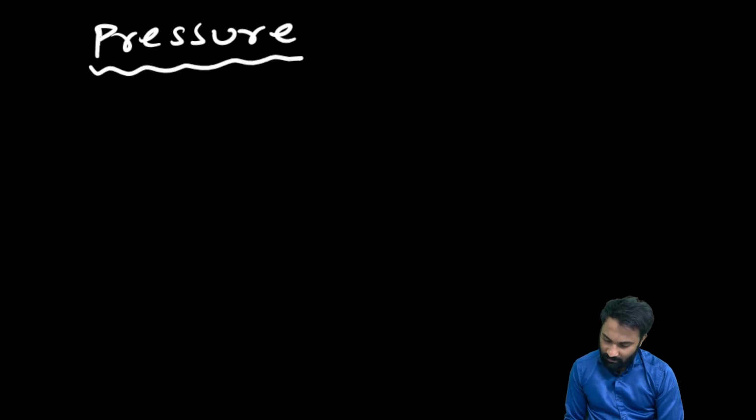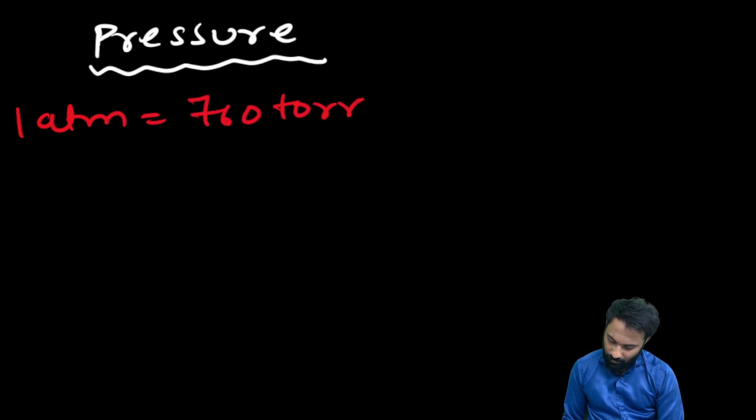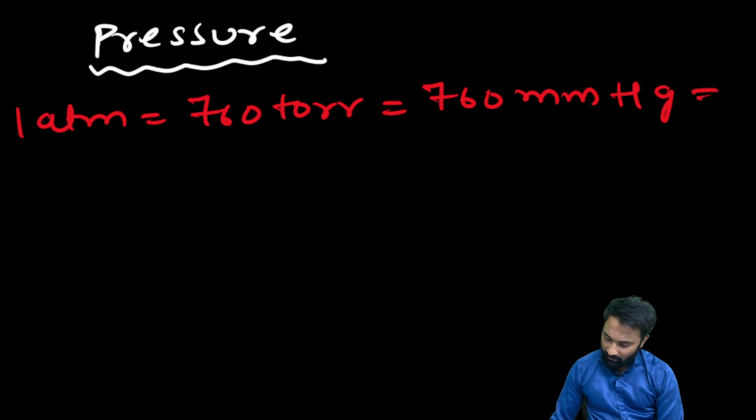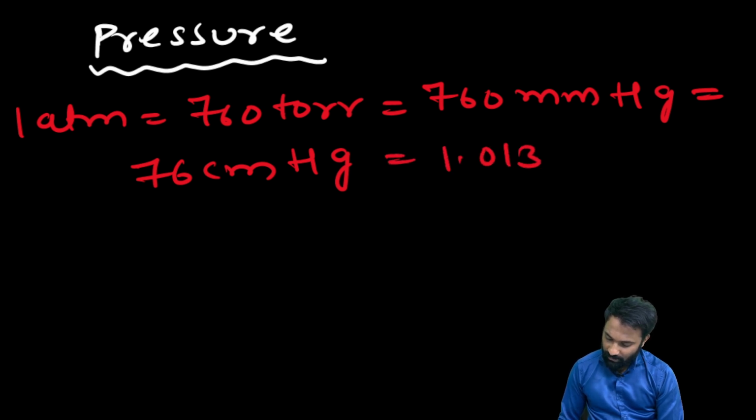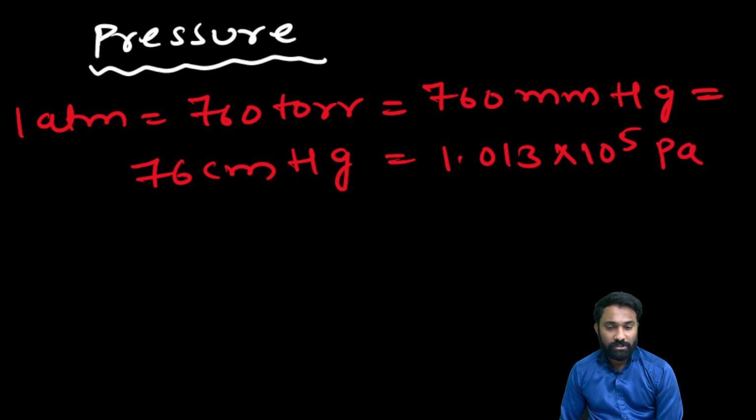Next type of conversion we are having is pressure conversion. Clear? Now in this pressure conversion, 1 atm is equal to 760 torr, or this 760 torr will be equal to 760 mm of Hg, which will be equal to 76 centimeter of Hg. This will be equal to 1.013 into 10 to the power 5 pascals. Clear? Now these are the units of pressure.